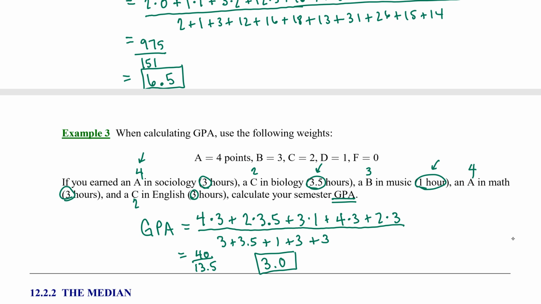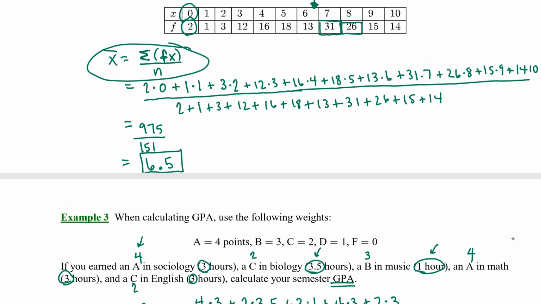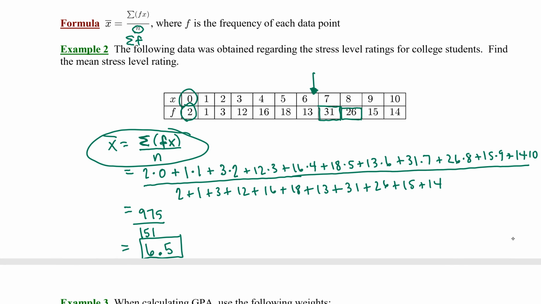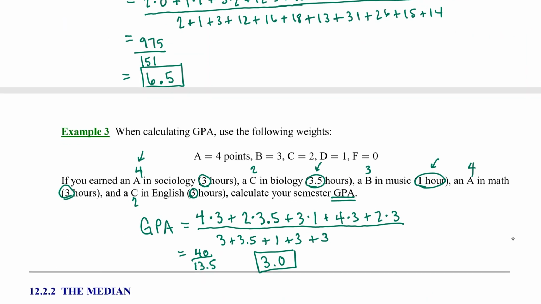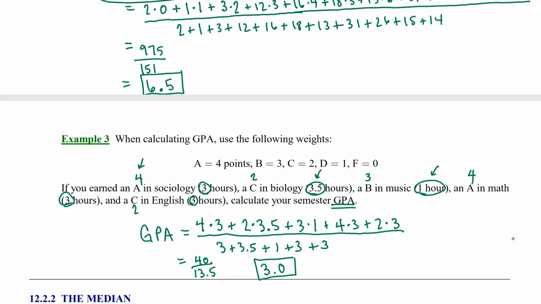So again, that is a weighted average, which is related to finding an average for a frequency distribution. All right, we will move on to the next measure of central tendency in the next video.